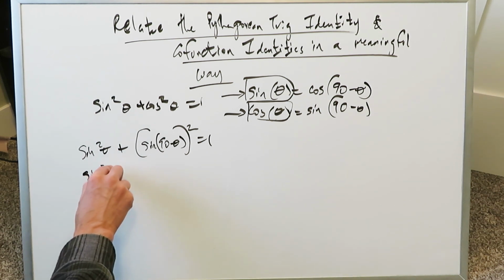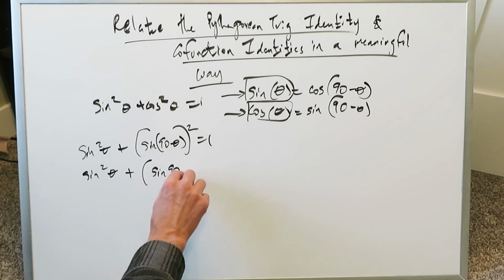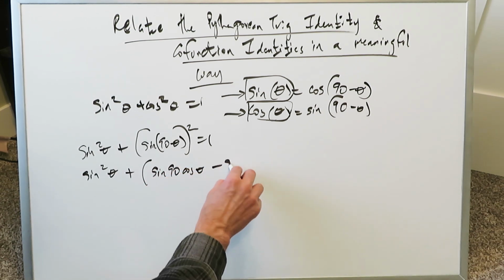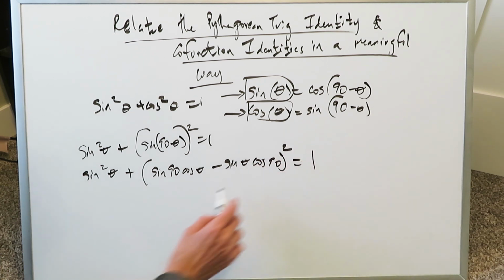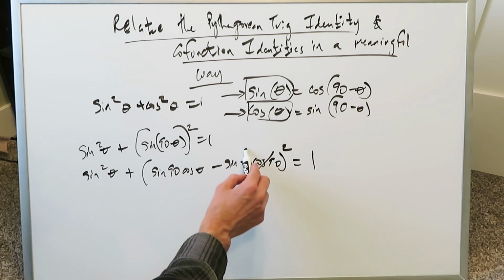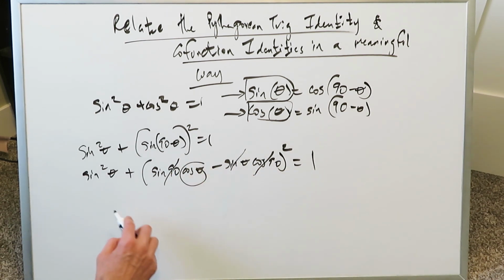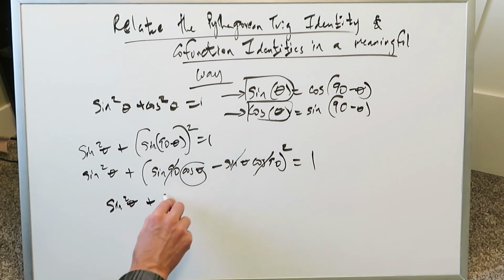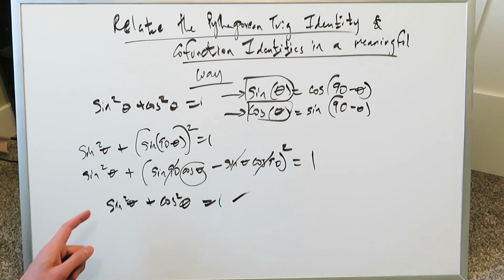You have to remember these identities. When you open this up, you have to remember that identity. You'd have a sine 90 cosine theta minus sine theta cosine 90. All of this is squared is equal to 1. Cosine 90 is a 0, all of that zeros out, but sine 90 is a 1. It retains the cosine component very well. You have a sine square theta plus cosine square theta is equal to 1, and this has been shown to be true. This right here is an excellent way for you to relate the two identities in a very meaningful way, and this is an exercise you should remember.